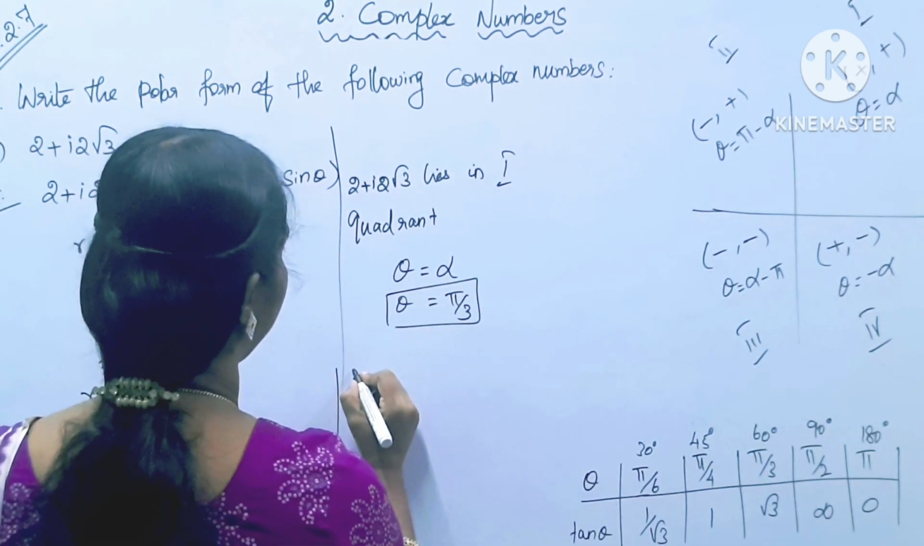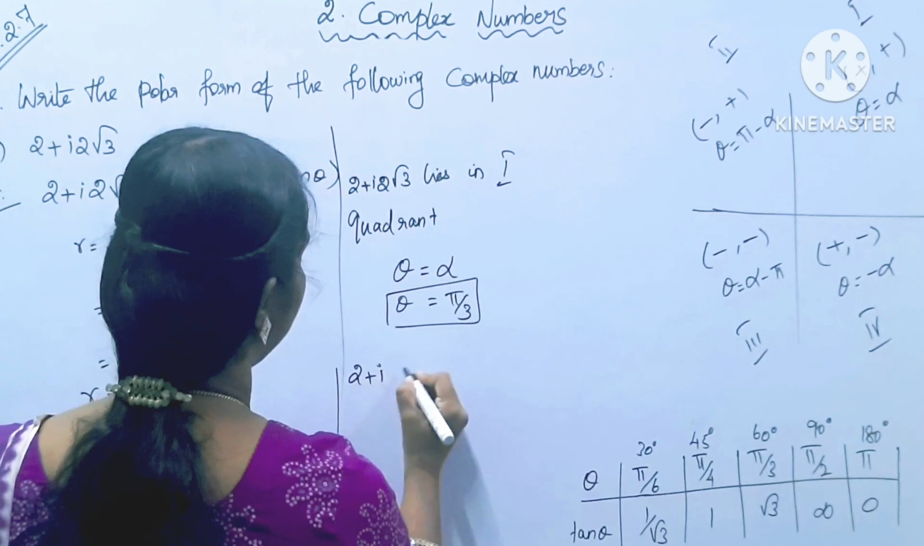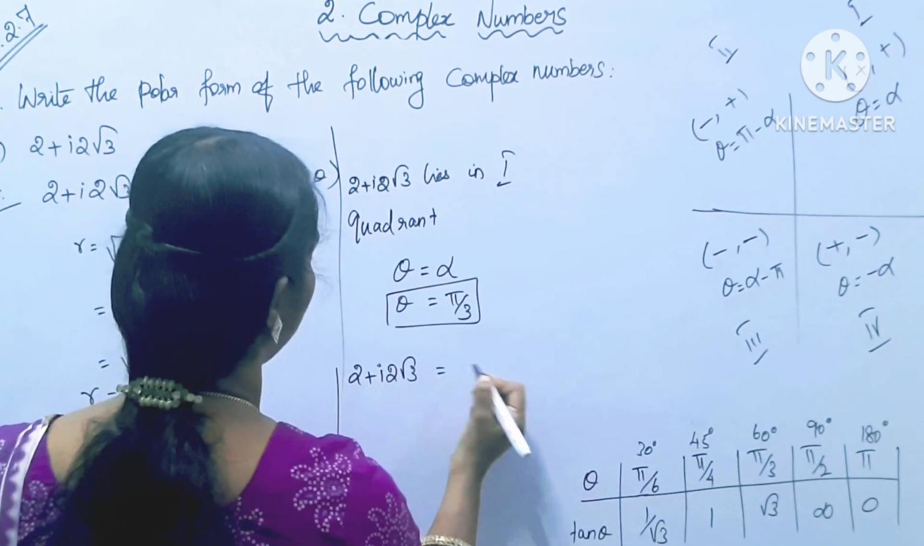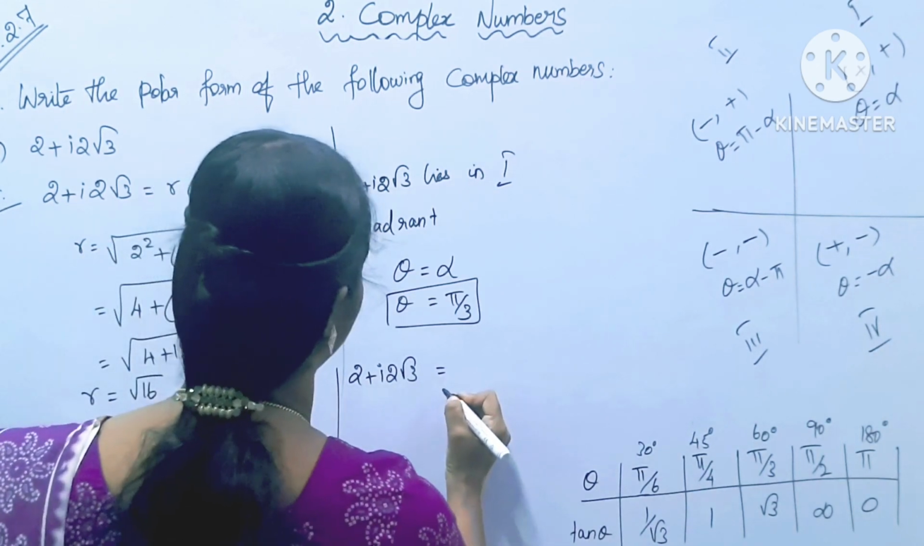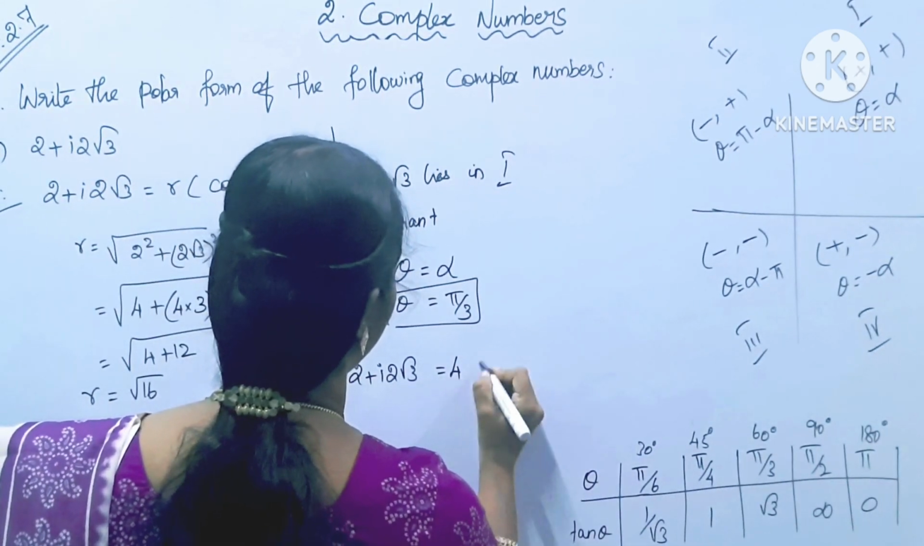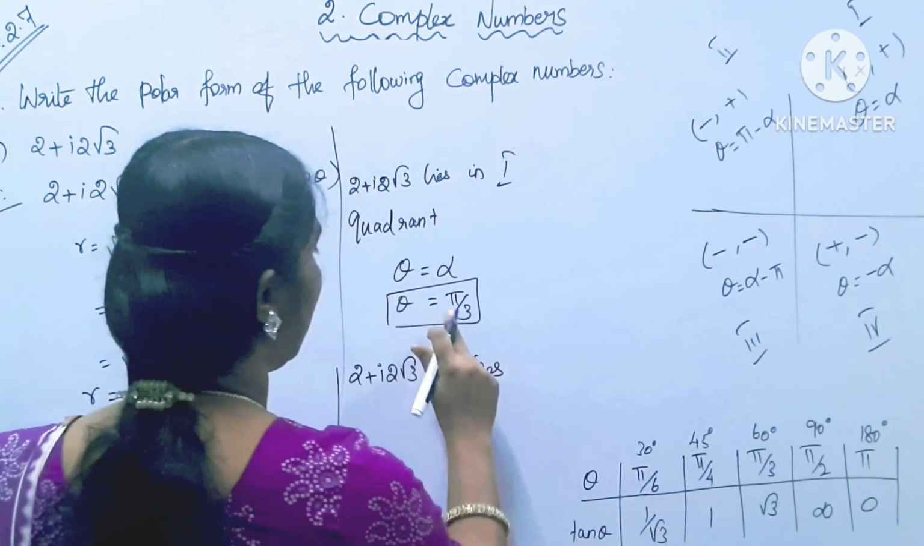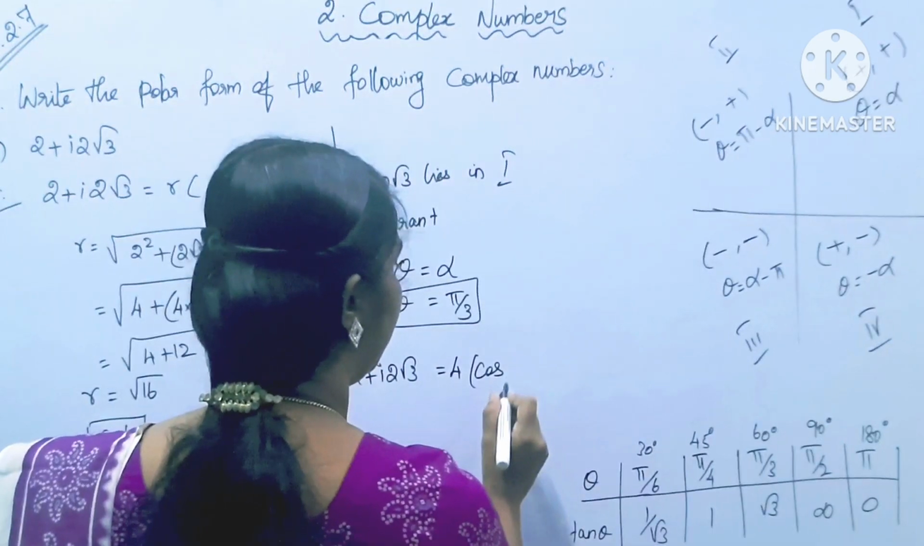So the polar form: 2 plus i into 2 root 3 is equal to r into cos theta plus i sin theta, that is 4 into cos of pi by 3 plus i sin pi by 3, we will write.